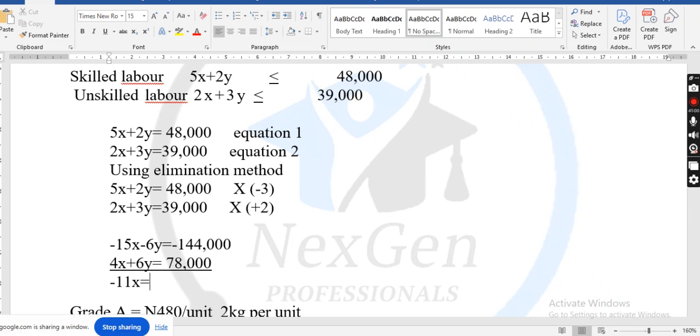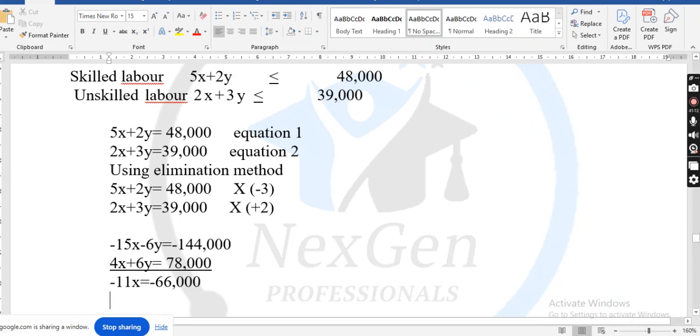Minus 66,000. So therefore, minus can cancel minus. X, what is the unit? Don't forget, that 11 that you are seeing there is 11 hour per unit. Then you divide it by the 66 hours, you have your units, right?